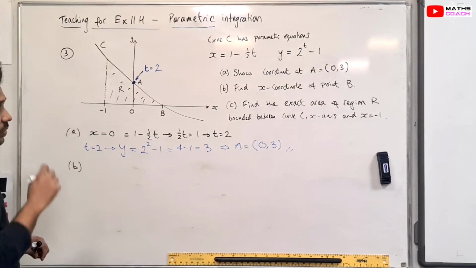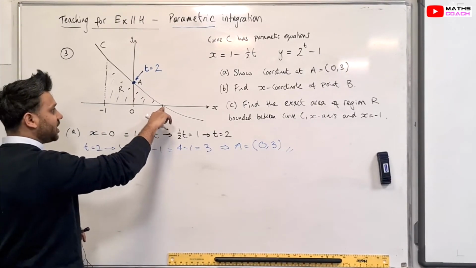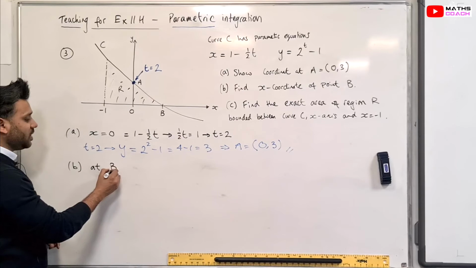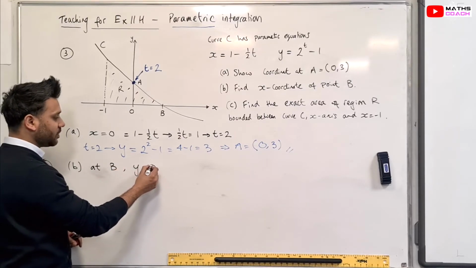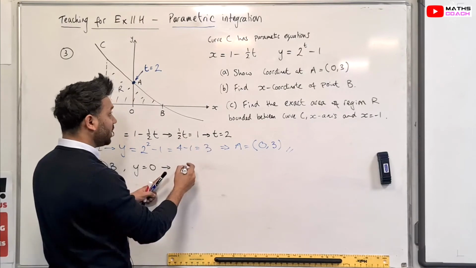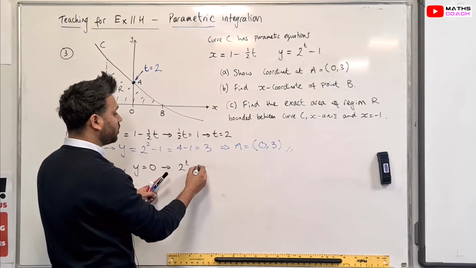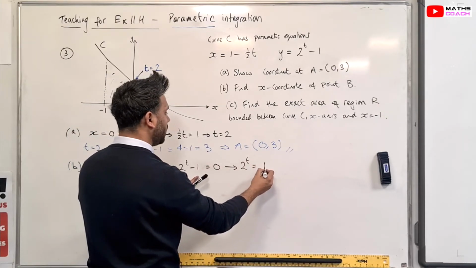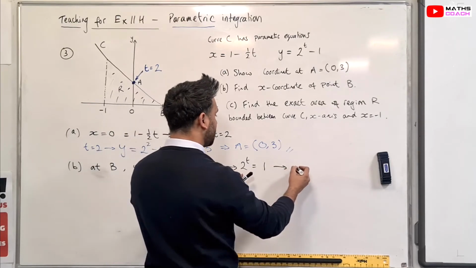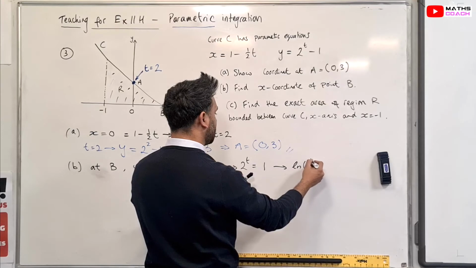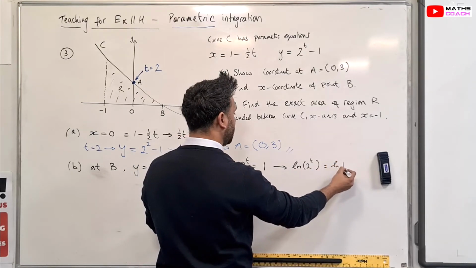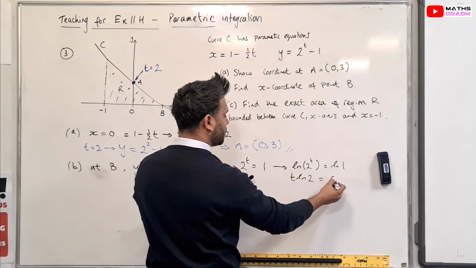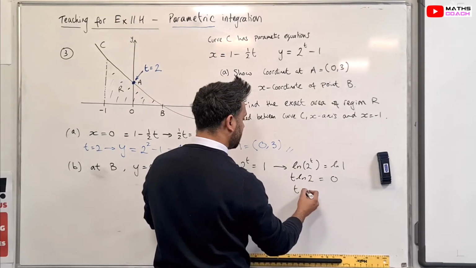In part B, find the x-coordinate of point B. Well, point B is on the x-axis, so we know that at point B, y needs to be 0. Okay, if y equals 0, the equation of y is 2 to the power t minus 1 and needs to be 0. In other words, 2 to the power t equals 1. So ln both sides, so ln of 2 to the power t equals the ln of 1, or here we'll have t ln 2 equals ln of 1, which is 0. In other words, we get t equals 0.